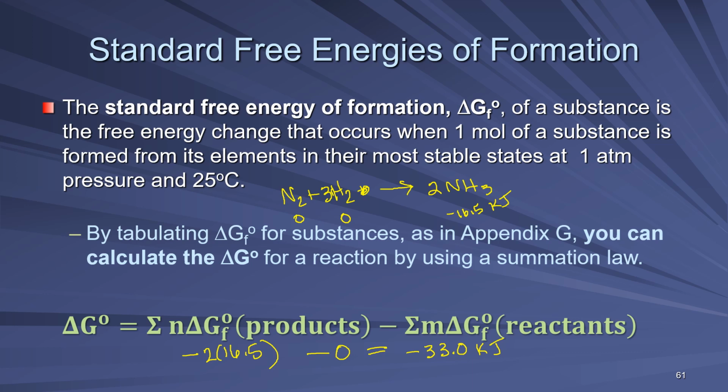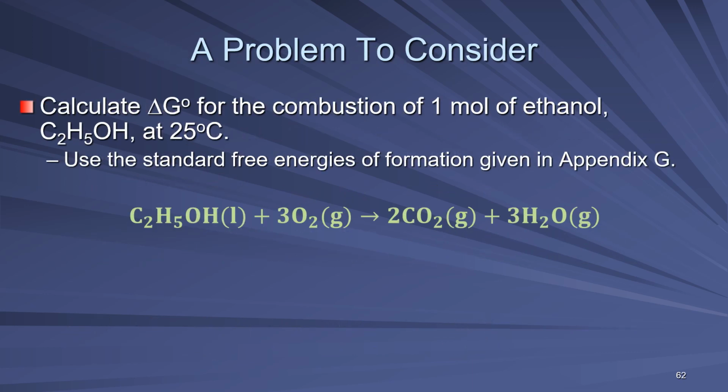I think I have another example on the next slide. Yeah, so here let's calculate delta G for the combustion of 1 mole of ethanol at 25 degrees C. So remember that all the values in Appendix G are at 25 degrees C. So that's where we're looking up these values. So we're going to use the standard values given in Appendix G.